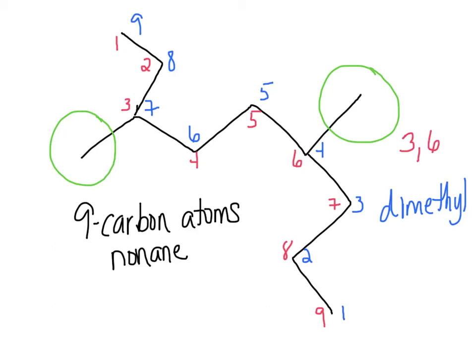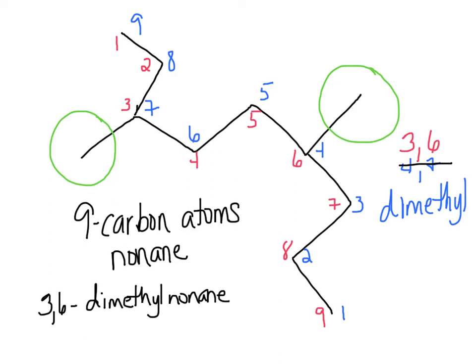If I look at the blue numbering, I see that I have a substituent on carbon 4 and carbon 7. And so I see that this is not going to be the ideal, that the 3, 6 is going to be the preferred name or the preferred locations for those substituent groups. So now I can put 3, 6 dimethylnonane.